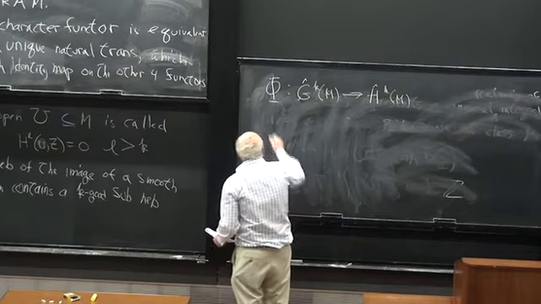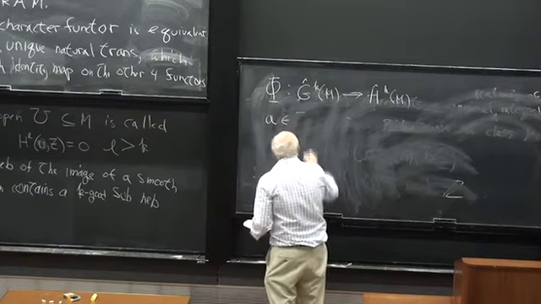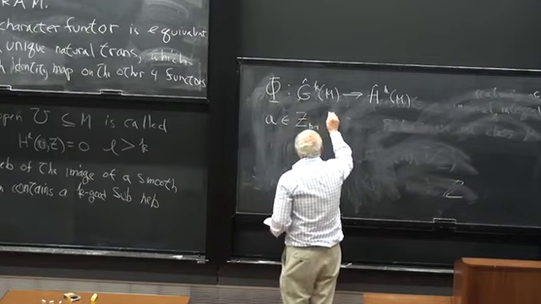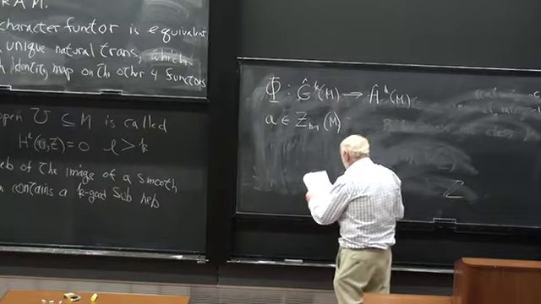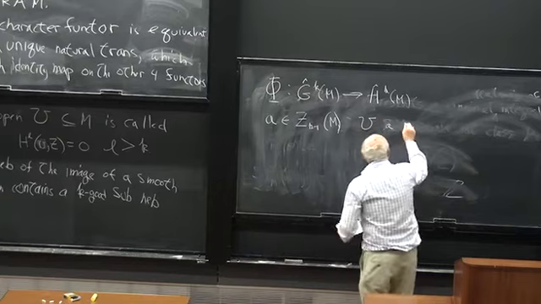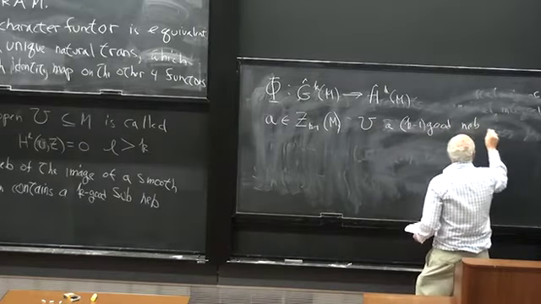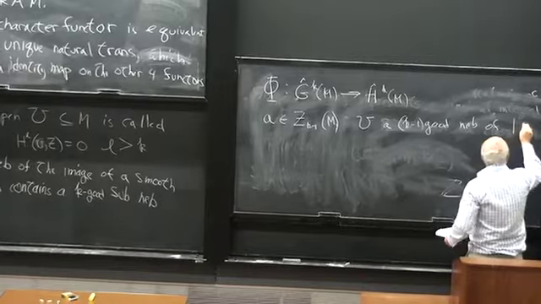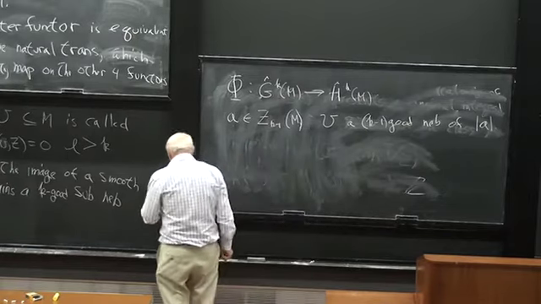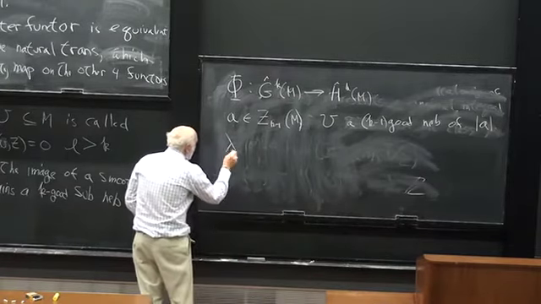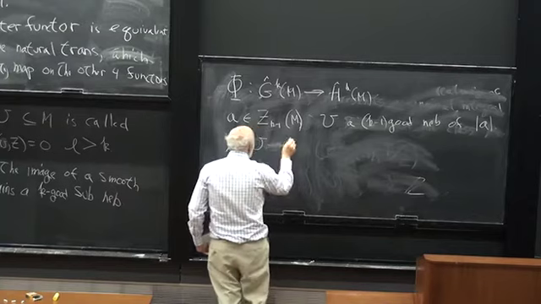Right. So I'll take a little cycle in here, A, contained in Z, K minus 1, of M, cycles. And I'll take U, a K minus 1 good neighborhood of the support of A. Okay. And now I'll call the inclusion map lambda. So lambda is just going to take this U right into M. It's the inclusion map.